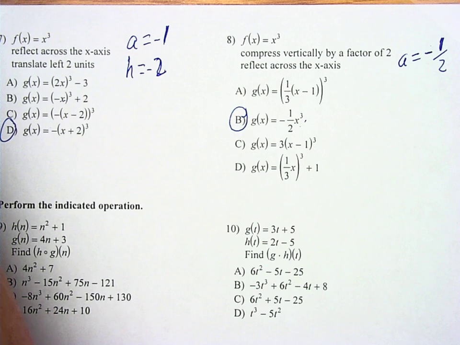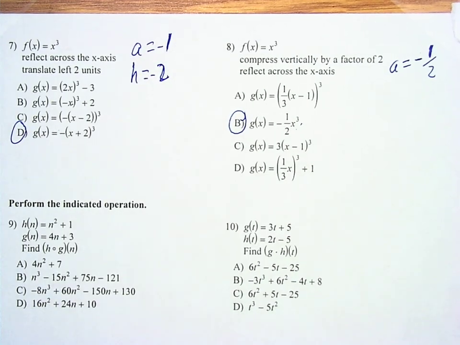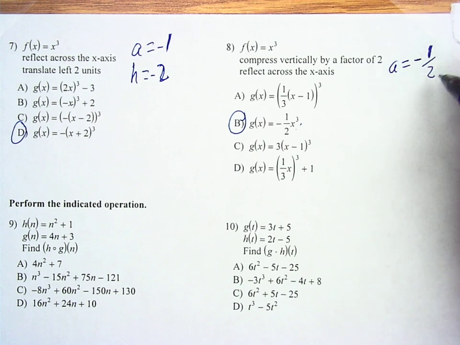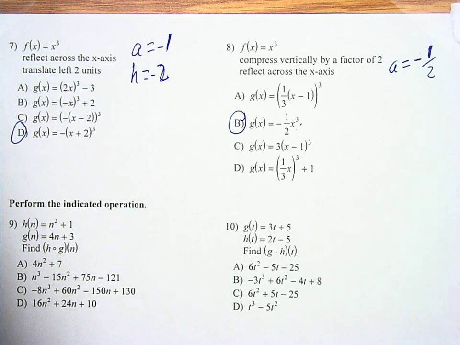Sorry. I should have zoomed out a bit so you can see the whole thing I was running. So compression by a factor of 2, reflecting in the x-axis, 1/2. All right, next things.